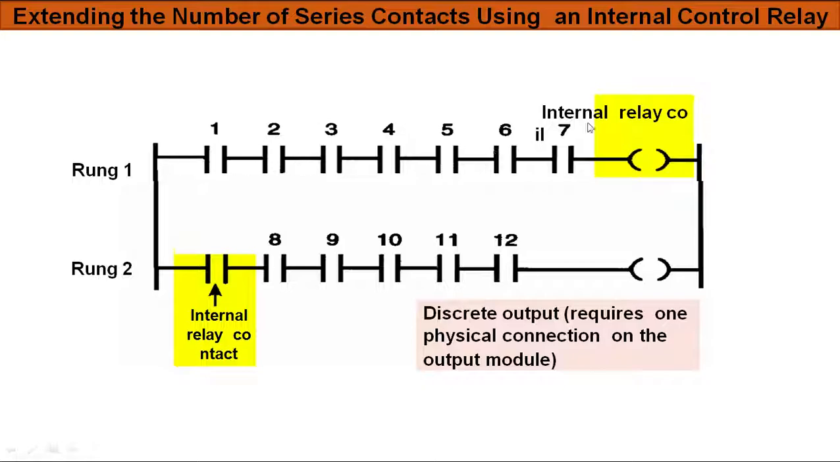Say rung 1, this is an internal relay coil. It is an internal relay coil. We have just started whatever. A discrete output requires one physical connection of the output module. Here it is an output which will become an input over here. It is internal. Here it is output, it will become input here. So this is the internal relay contact here.